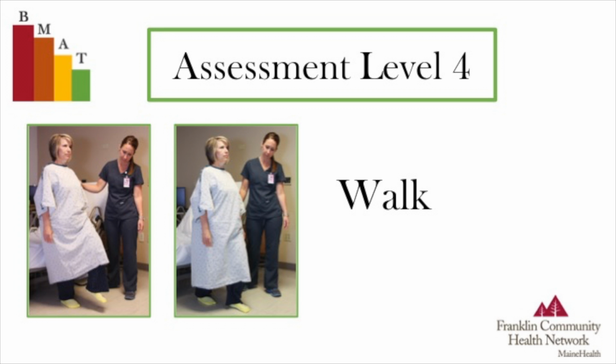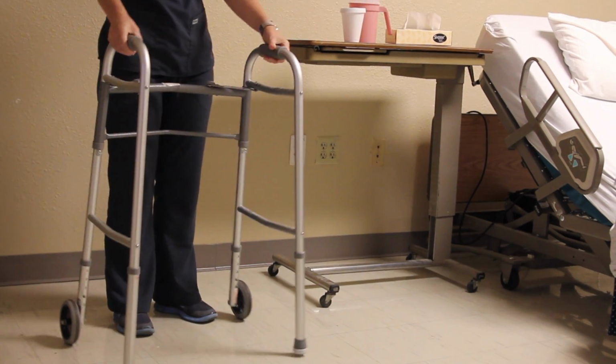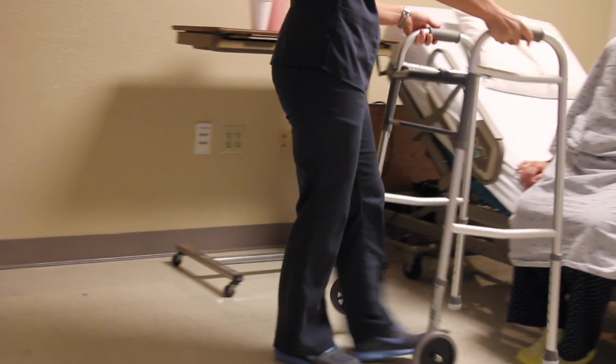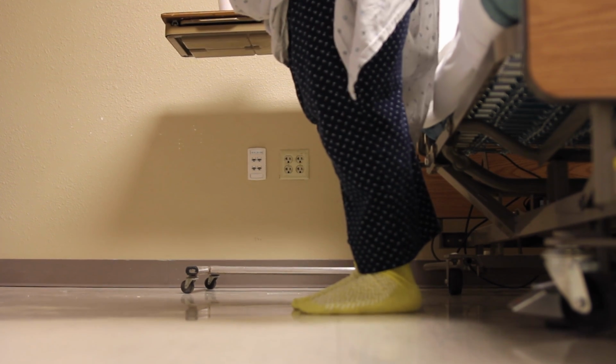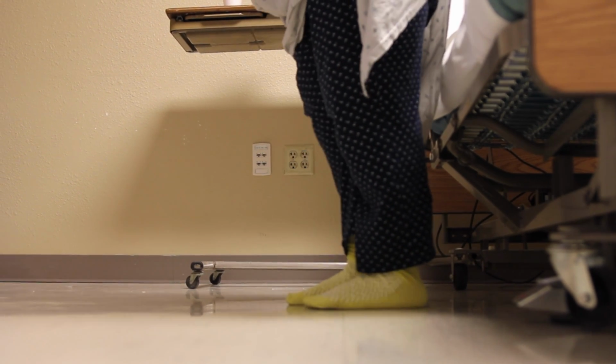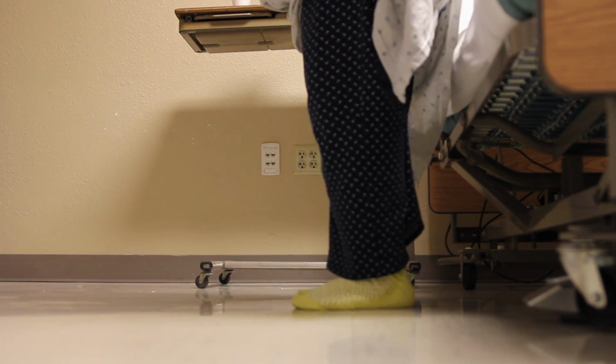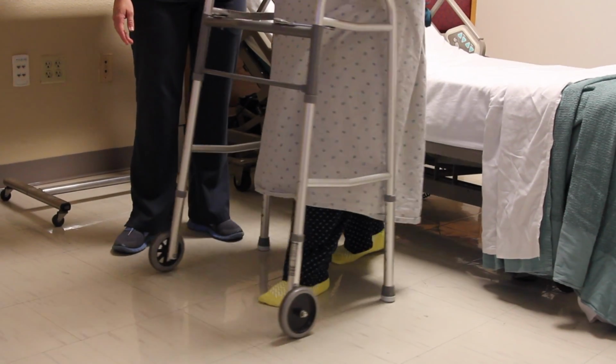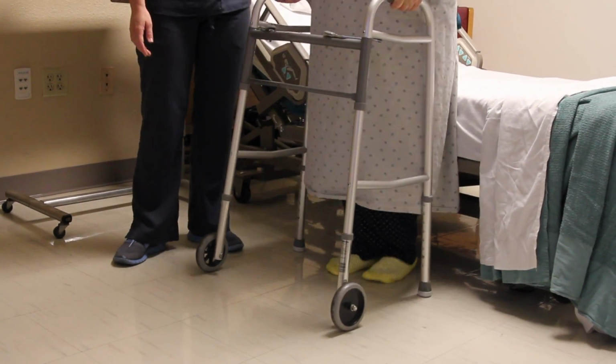Assessment level 4, walk. At this point, if your patient uses a walker, cane, or crutches, obtain them at this time. Ask your patient to march in place, ensuring that each foot clears the floor. Then, step forward and step back, repeating with each side.